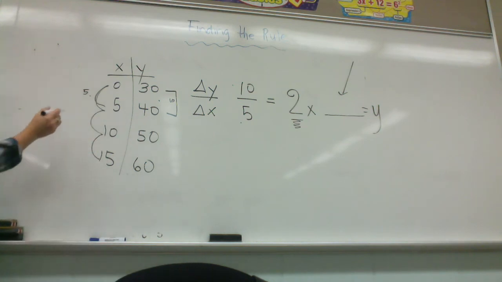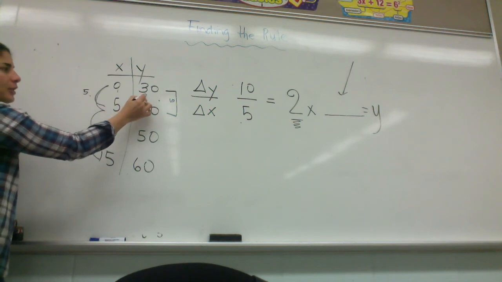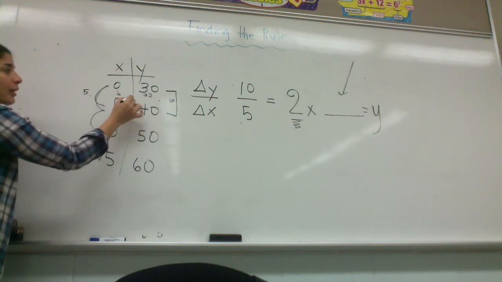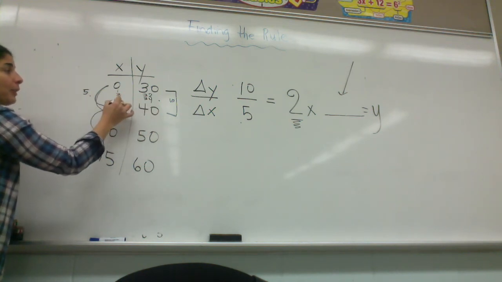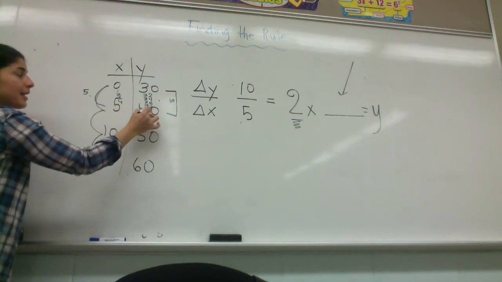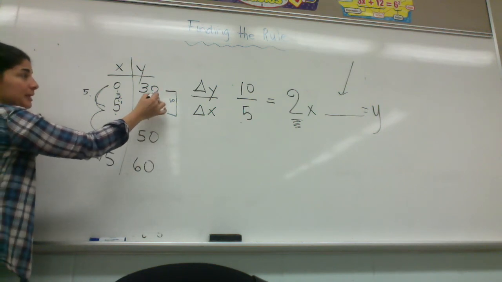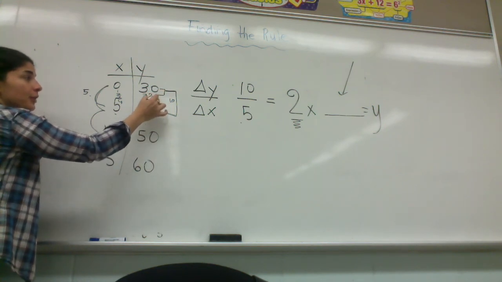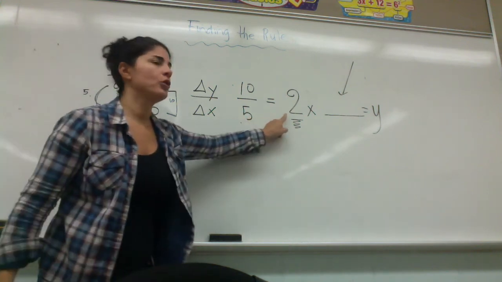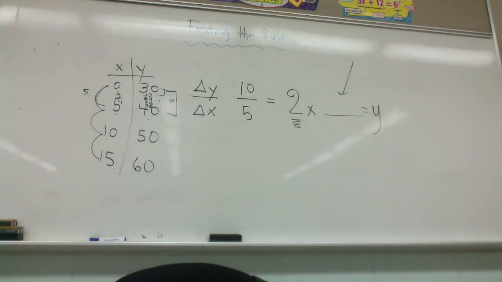Which makes sense, right? If I were to rewrite this, at 1 I would get 32, at 2 I would get 34, at 3 I would get 36, at 4 I would get 38, and at 5 I would get 40. So my common difference between 30 and 32, where I get the 2, is my common difference. Do we do another one? Yes.